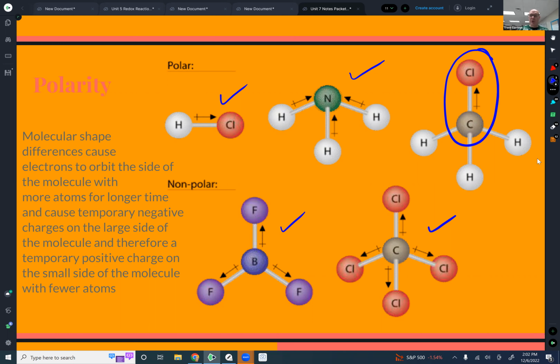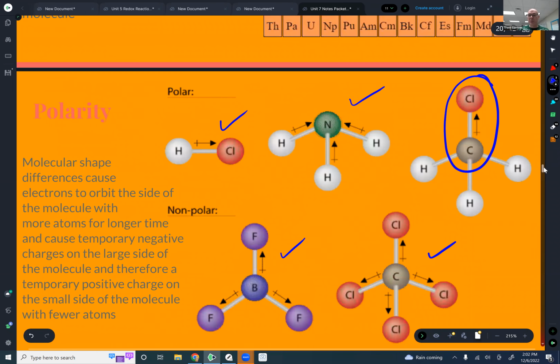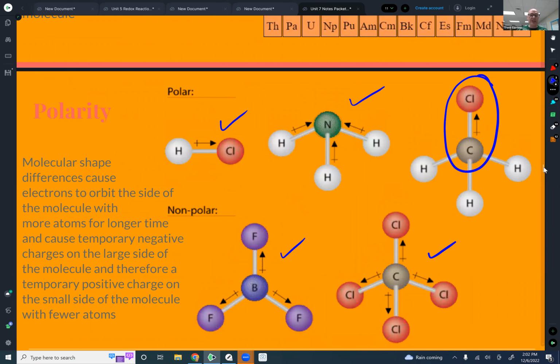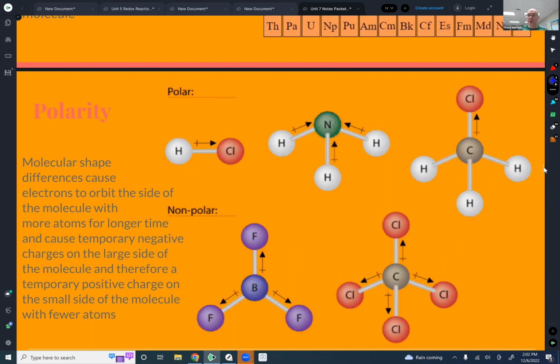Okay, so everything about this is what we need to understand as far as polarity is concerned. We need to understand that size matters. The bigger the difference, the more polarity. Shape matters. We have trigonal pyramid and we have bent. And because of those trigonal pyramid and those bent, we can see that we now have an unequal sharing of the electrons.